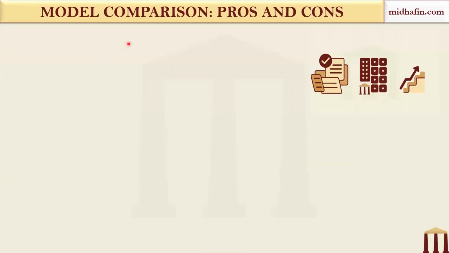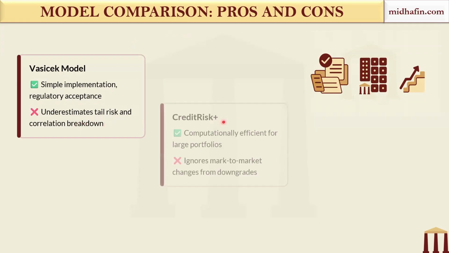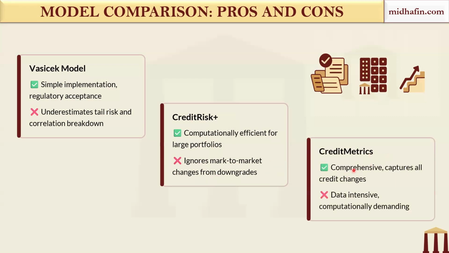Let us very quickly compare the three models. We'll not discuss this in detail because all the points we've already discussed. We'll start with the Vasicek model. The implementation is simple and regulators accept it, but the problems are that it underestimates tail risk and the cases where correlation breaks down in extreme circumstances. Then CreditRisk+ is computationally efficient for large portfolios but ignores mark-to-market changes from downgrades. CreditMetrics is comprehensive and captures all credit changes, but it is data intensive and highly computationally demanding.